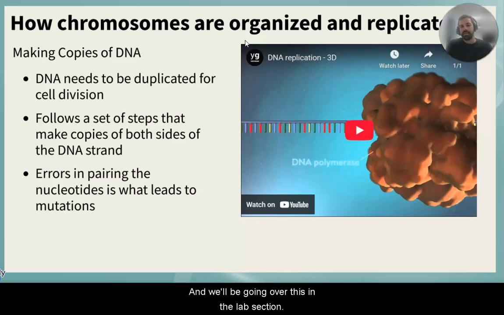And we'll be going over this in the lab section. There's a video we watched in the lab section that covers this a little bit more in a different format. But there you have it. That is the process of DNA replication that is going on across millions of base pairs within each of our chromosomes in preparation for cellular division.